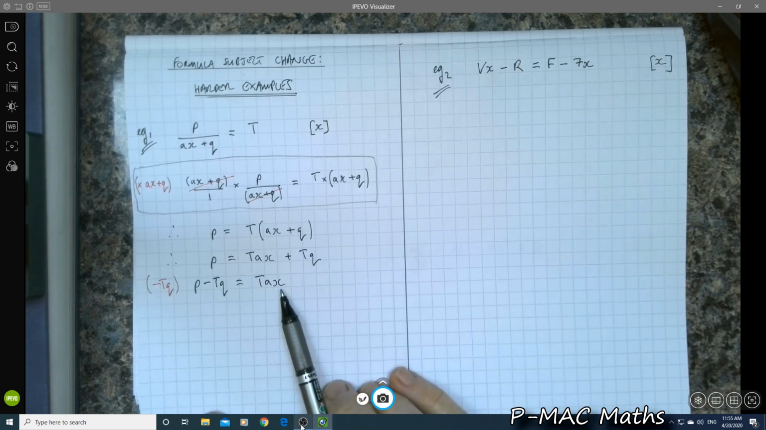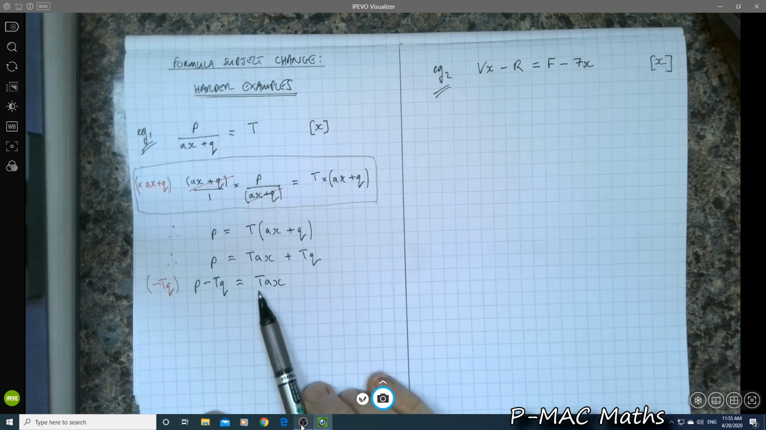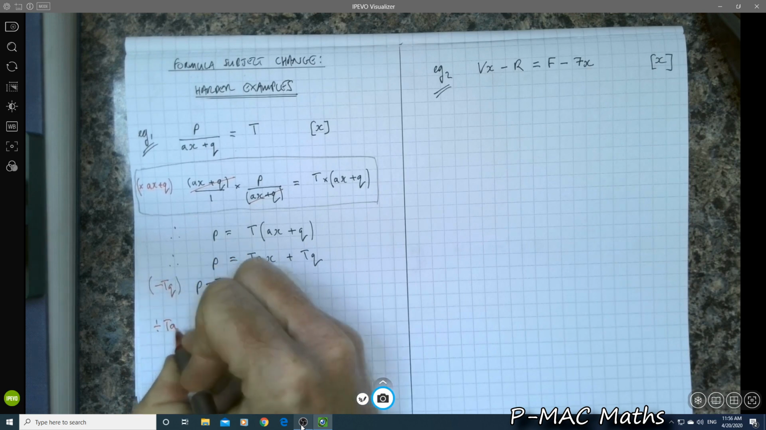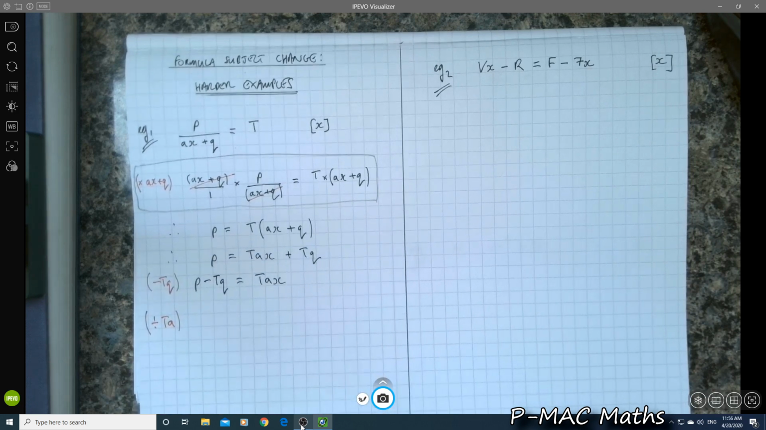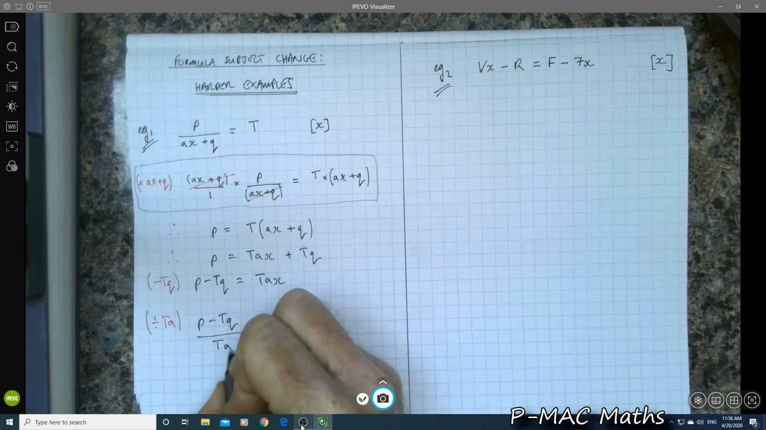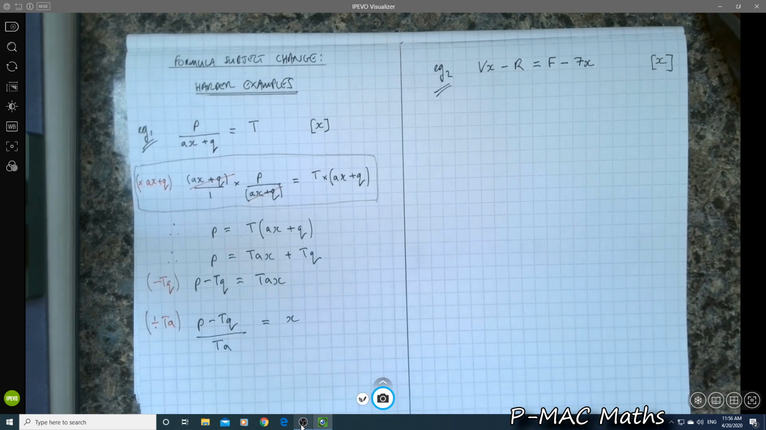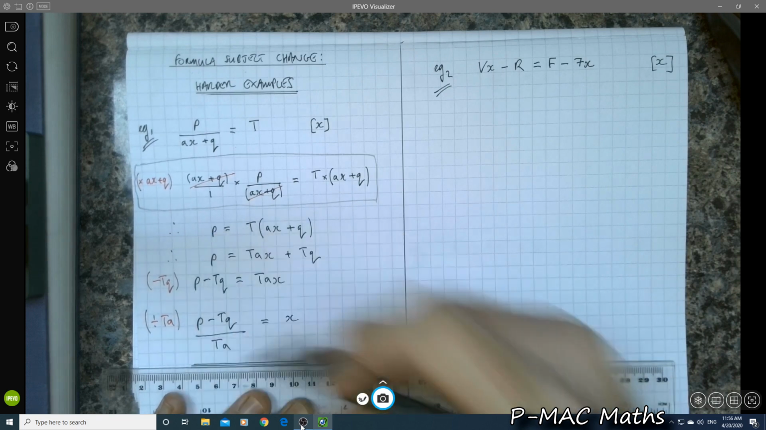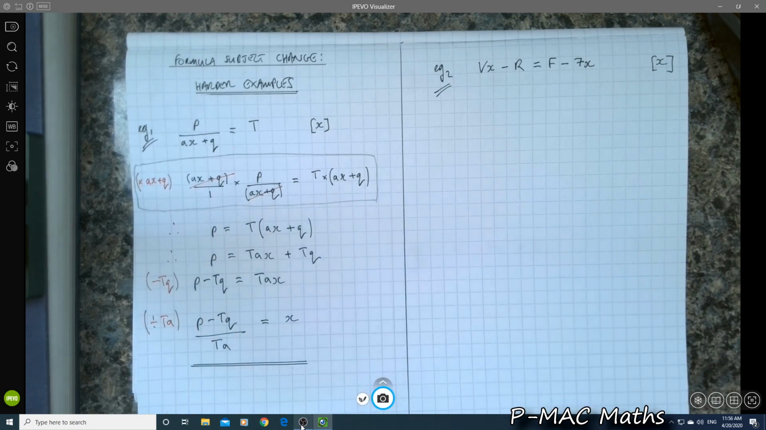Final step to get x on its own is to look at the coefficient of x. That means the information that's multiplying x, and in this case that's ta. So I'm going to undo that by dividing both sides by ta. So the left hand side becomes p minus tq all over ta, and the right hand side is just x. Job's a good one. And I underline my answer, and then I can think about going on to the next question.